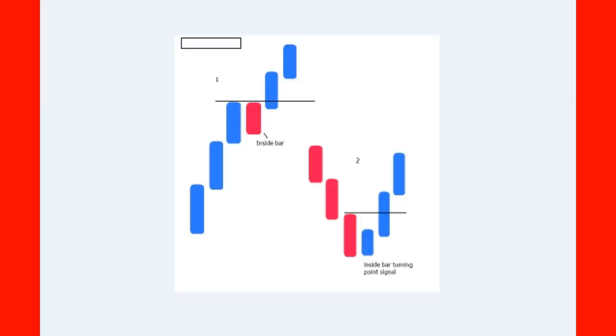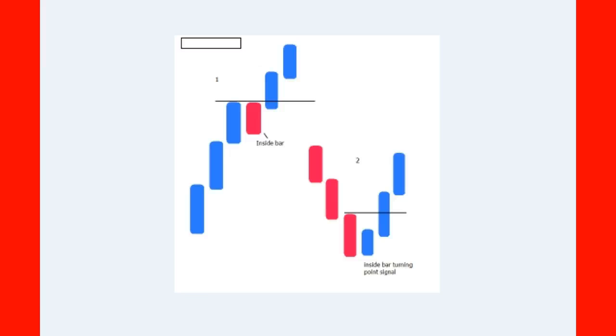All right, folks. So this is a quick short lesson on inside bars. We use engulfing bars as our main point of entry, if you will. That's what we look for in order to pull the trigger. But there's also something I want you to be aware of.